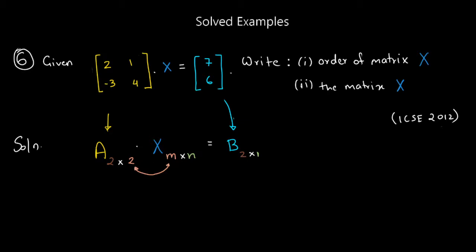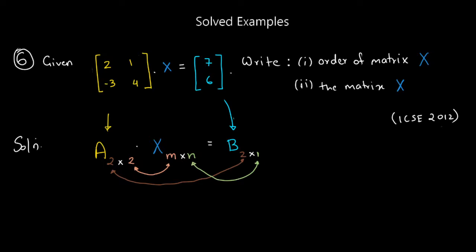Second, the number of rows in the product matrix is the same as the number of rows in the first matrix, which we see does match, 2 and 2. And the number of columns in the product matrix should be the same as the number of columns in the second matrix. So that would mean that n over here should be equal to 1.